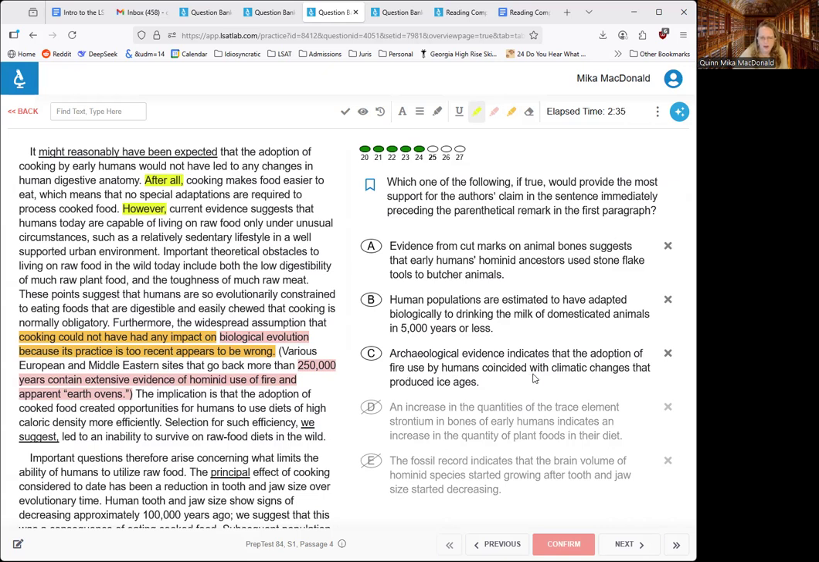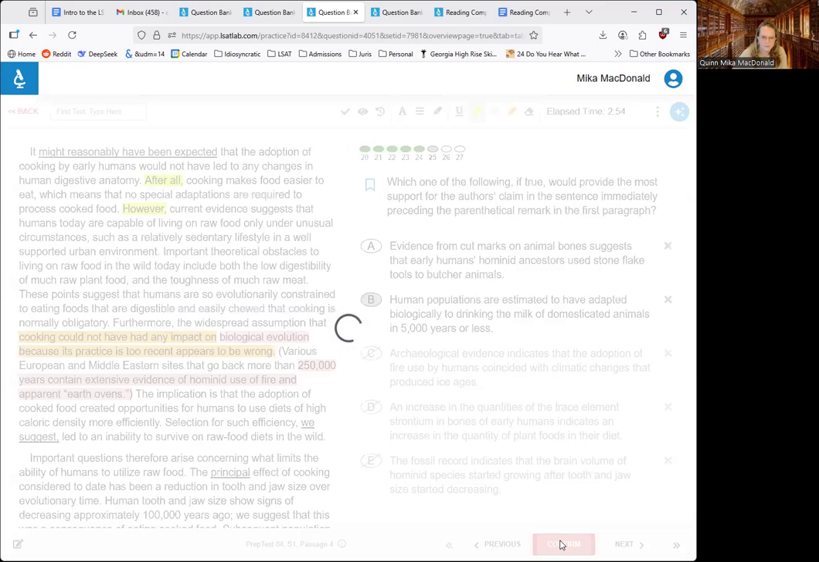Fire use coincided with ice ages. Again, I don't know why that would matter to the issue at hand, but absolutely, B is our best answer here. Right? If we can adapt to milk in 5,000 years, we can certainly adapt to cooking in 250,000 years. Yeah.